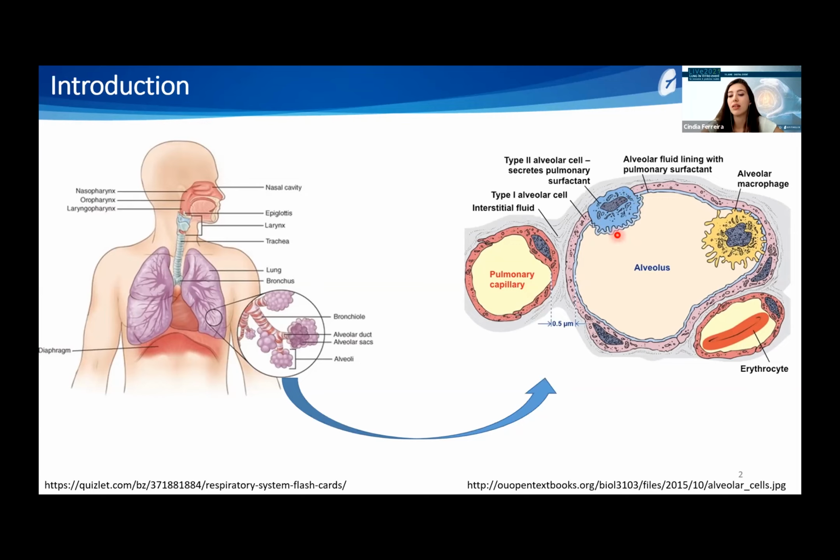AT1 are in contact with endothelial cells and responsible for gaseous exchanges, and AT2 secrete surfactants like SPC so that the alveoli won't collapse when breathing. Around the alveoli, there are also fibroblasts, which provide an extracellular matrix. And inside the alveolus are alveolar macrophages, which remove potential pathogens inside the alveoli.